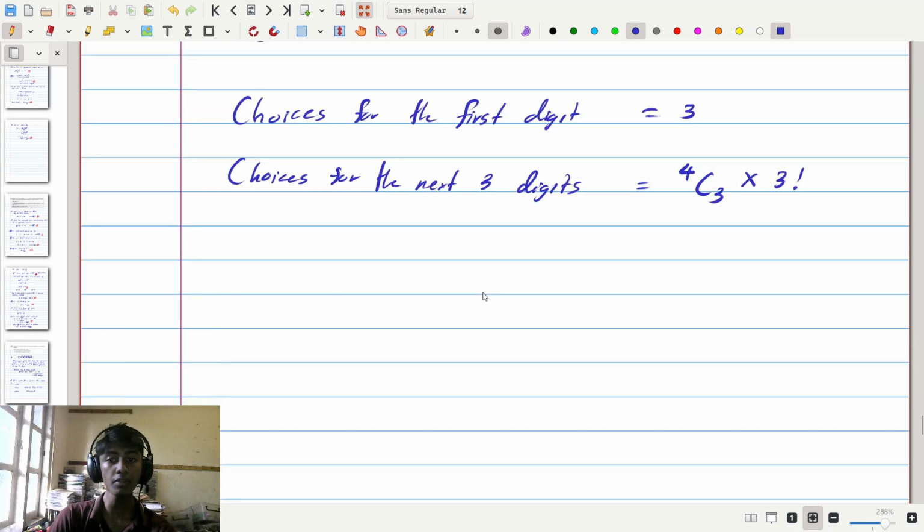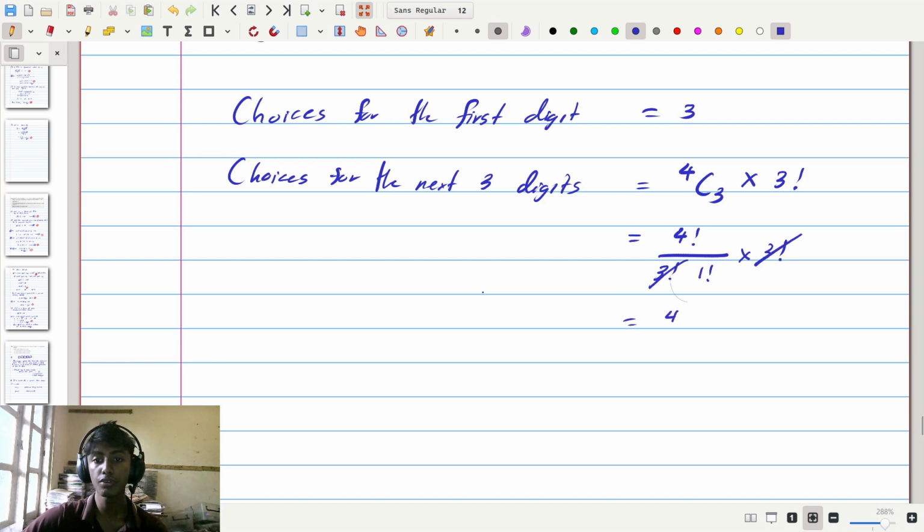Now due to this, if we simplify, on the top here we can see we have 3, and for this one 4 choose 3, we have to substitute in 4 factorial divided by 3 factorial times 4 minus 3 factorial, which is 1 factorial, times 3 factorial, and if we cancel these two, we can see we are left with 4 factorial, which is 4 times 3 times 2 times 1, which is equal to 24.